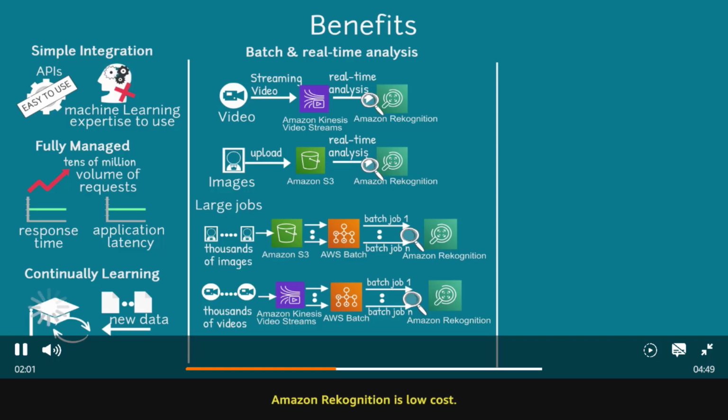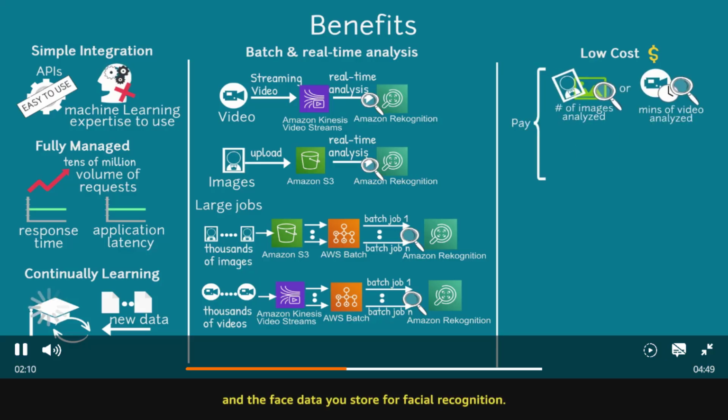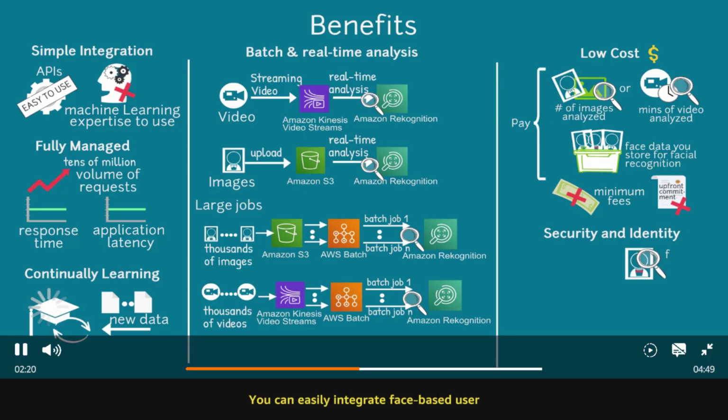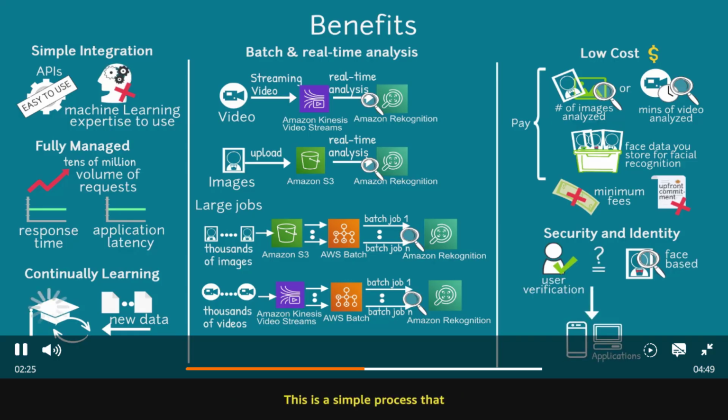In terms of pricing, Amazon Rekognition is low cost. With Amazon Rekognition, you only pay for the number of images or minutes of video you analyze and the face data you store for facial recognition. There are no minimum fees or upfront commitments. Security and identity enhancements to your applications are simple. You can easily integrate face-based user verification into new or existing applications. This is a simple process that requires the use of just one API.